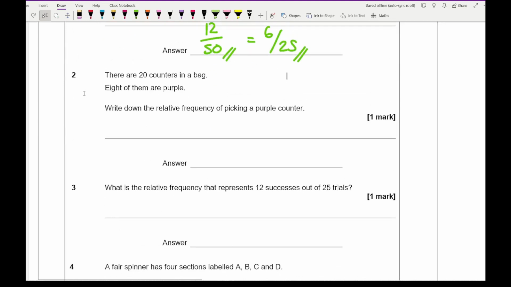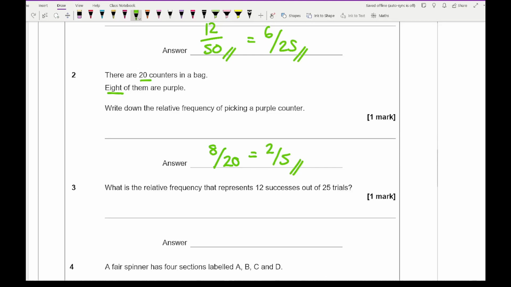Moving on to question 2, it says there are 20 counters in a bag, 8 of them are purple. Write down the relative frequency of picking a purple counter. Well, there are 8 purple counters out of 20, so the answer is going to be 8 over 20, which can be simplified as 2 over 5. So again, for 1 mark, any of those answers will be fine.